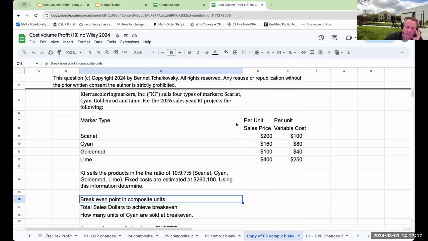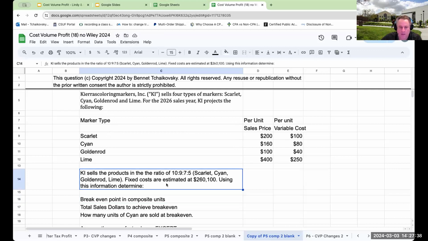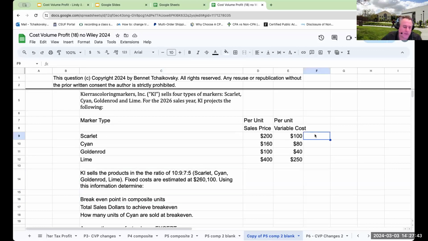In this case, Kira's coloring markers sells 4 types of markers: Scarlet, Cyan, Goldenrod, and Lime. For the 2026 sales year, they project that they're going to sell Scarlet markers at 200 per unit, with a variable cost of 100 per unit. They're selling these products in the ratio of, for every 10 of Scarlet, 9 of Cyan, 7 of Goldenrod, and 5 of Lime.